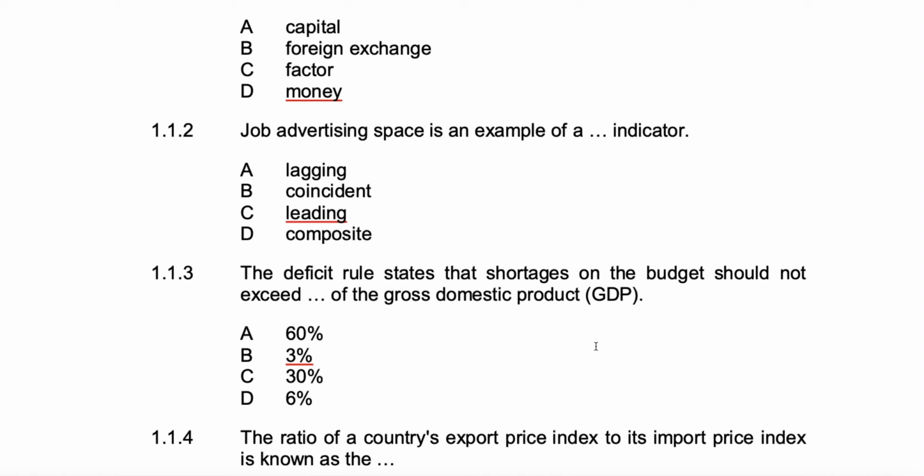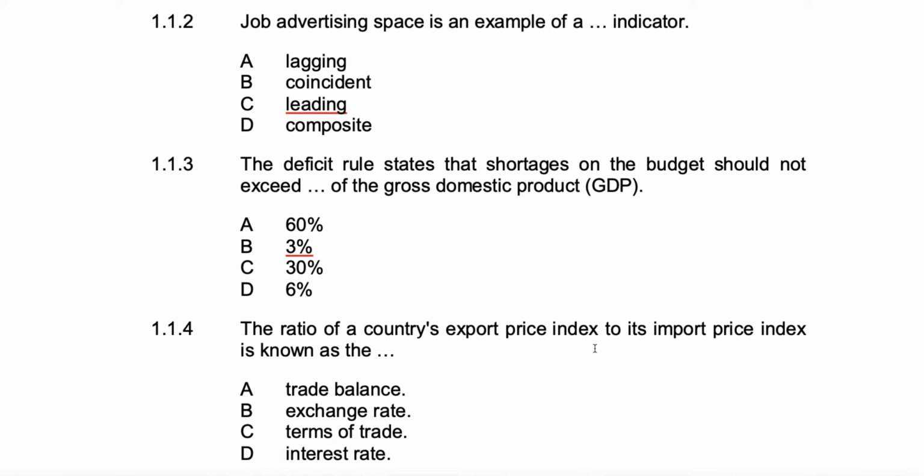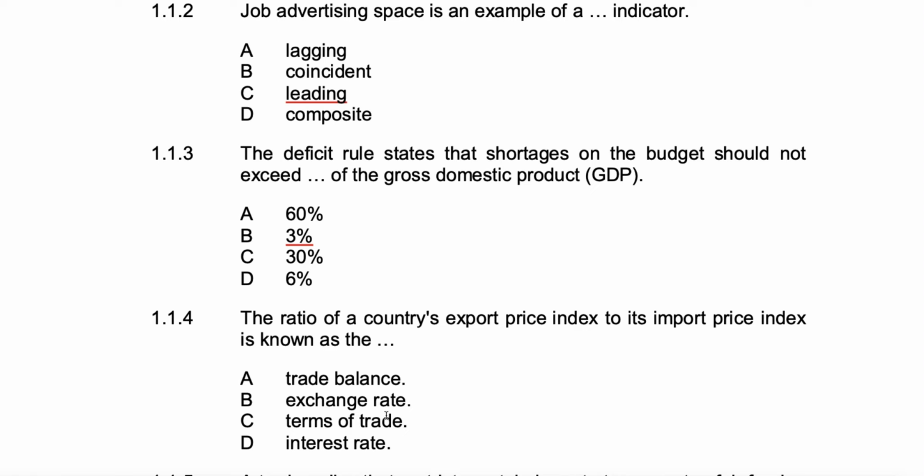The next question: the ratio of a country's export price index to its import price index is known as, well, this one is terms of trade. I did videos on terms of trade a lot. Let's look at the distractors. Here, the distractor can be trade balance, I think. Trade balance is basically your merchandise exports plus net gold exports minus merchandise imports. So it shows you if we are exporting more than we are importing.